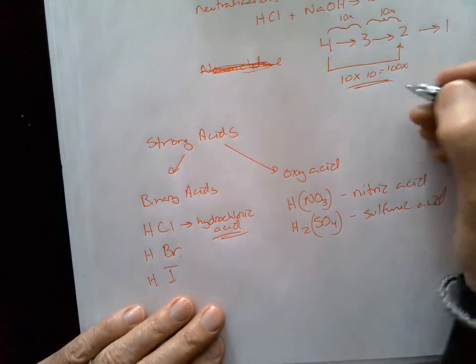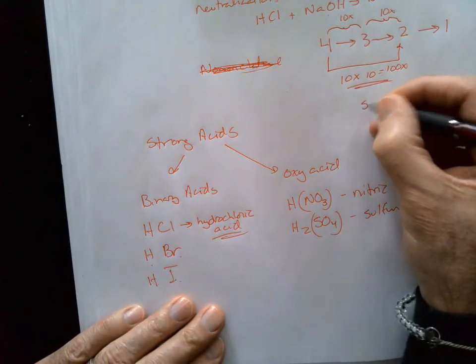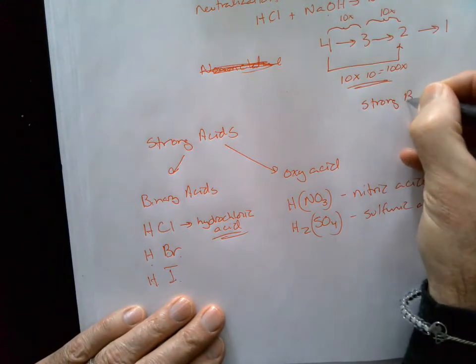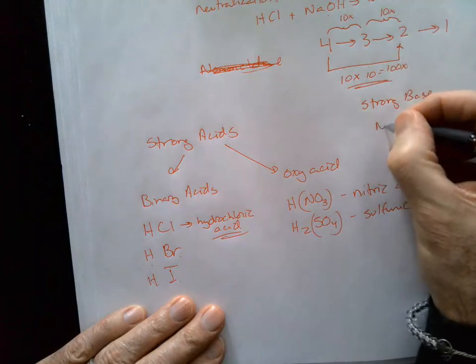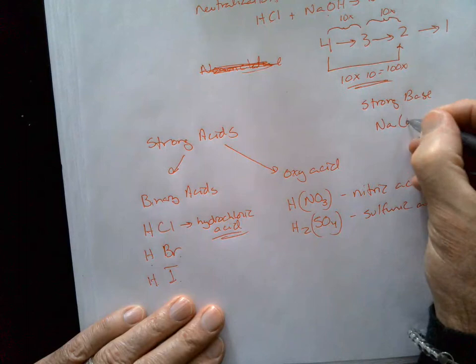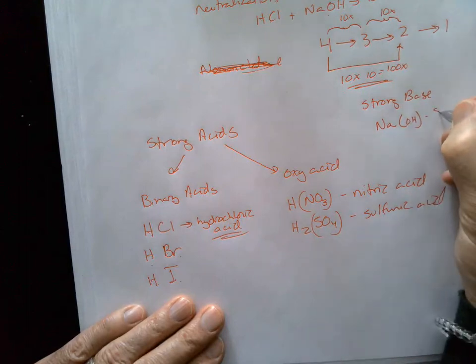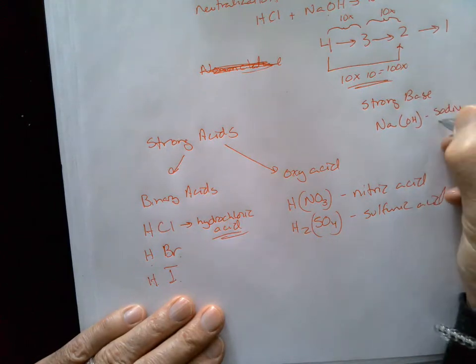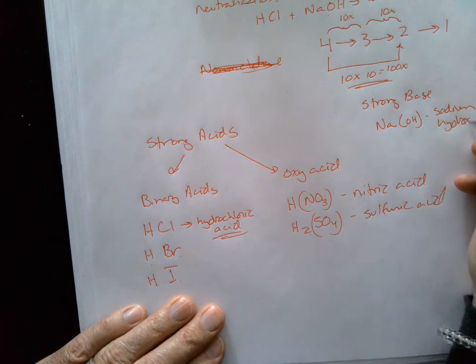If we want to name a strong base, it is a group 1 or 2 metal plus OH. So this would be sodium hydroxide.